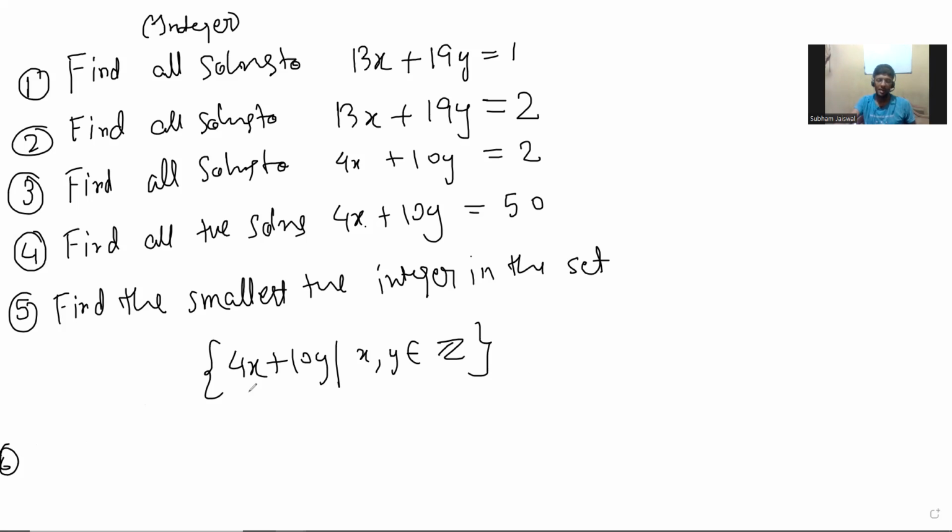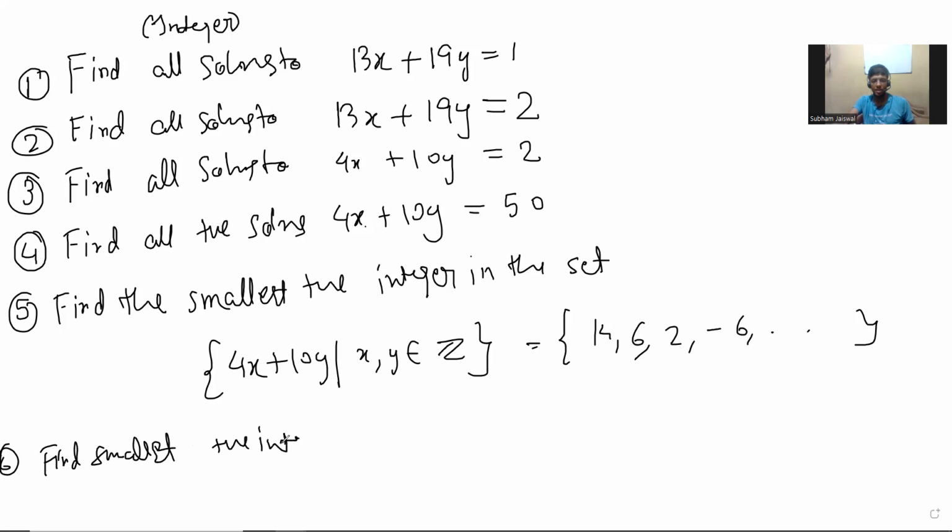Just try out. But is the question clear, right? This set has a lot of things. It has 14. It has 10 minus 4, 6. You basically take 4 and 10 and then take all additions, subtractions, and so on. Very interesting set. So you get 2 is there, minus 6 is there. Well, what's the smallest positive? Seems like 2 is the answer here. It seems easy. But yeah, is it? Prove it, whatever.